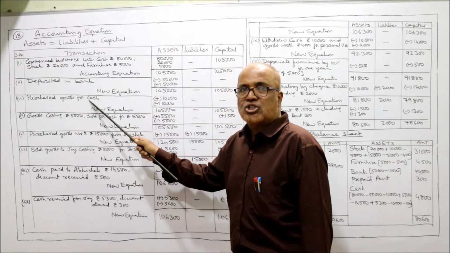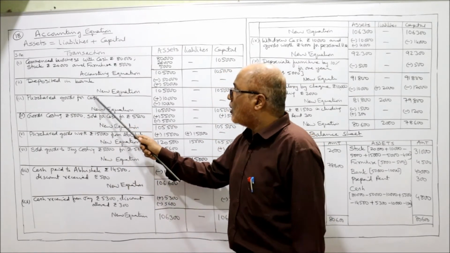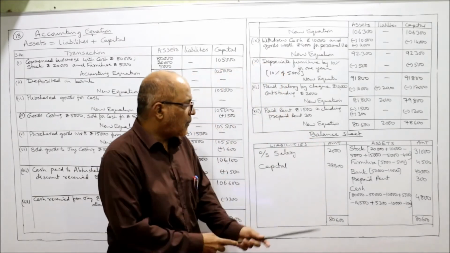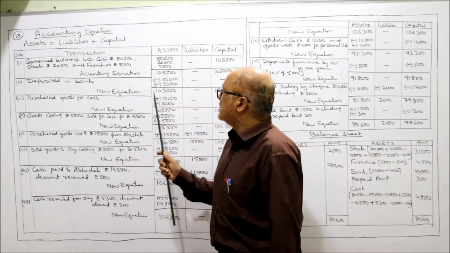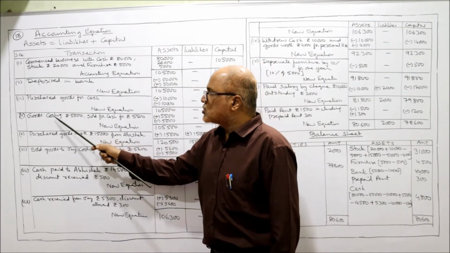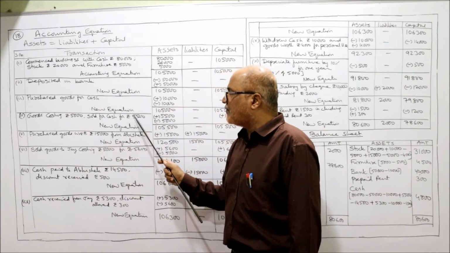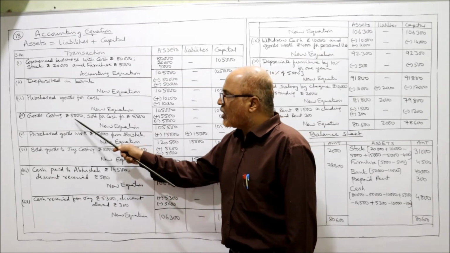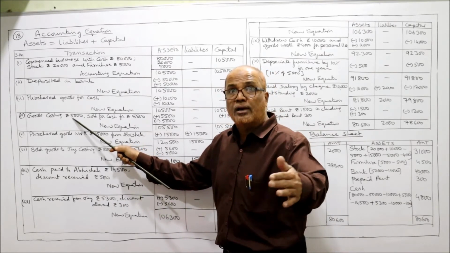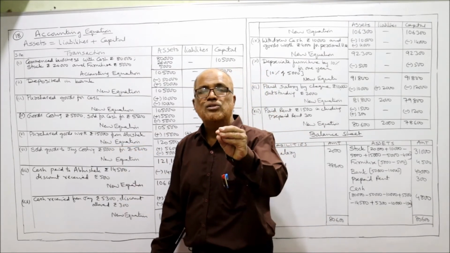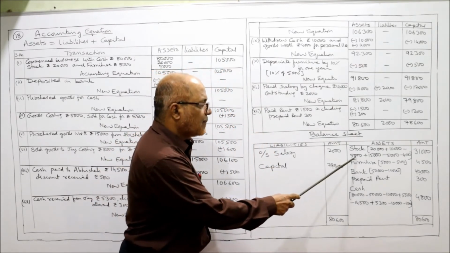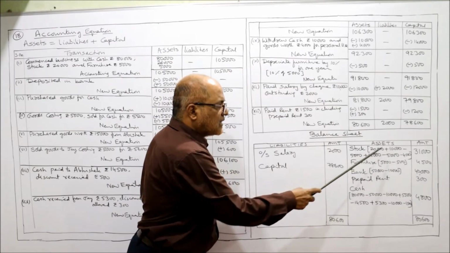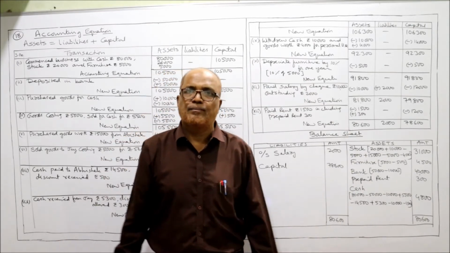Purchased goods for cash, stock will increase. How much? 10,000 rupees. So plus 10,000, 20,000 plus 10,000. So this 10,000 over. Next, goods costing 5,000 sold for 5,500. What is the cost of the goods sold? 5,000. The 5,000 stock has been decreased. So minus 5,000. You can see here. So 20,000 plus 10,000 minus 5,000.